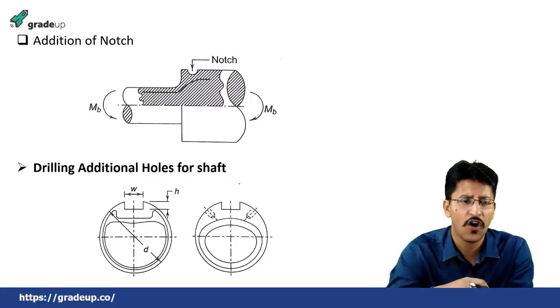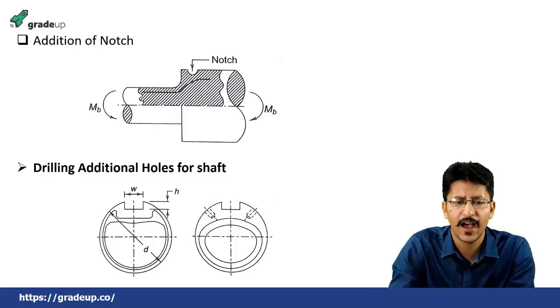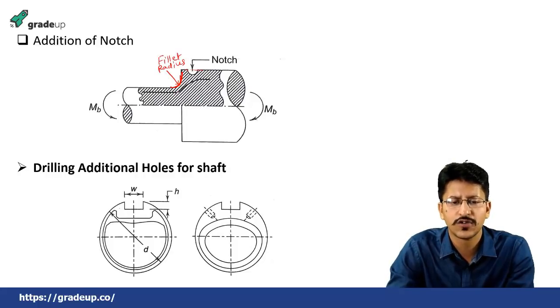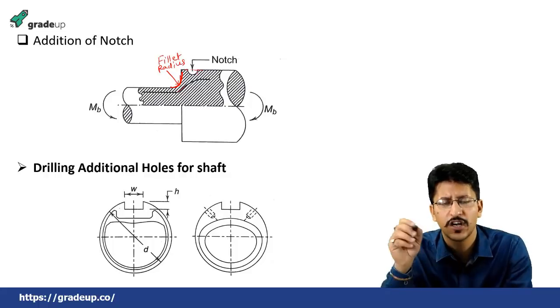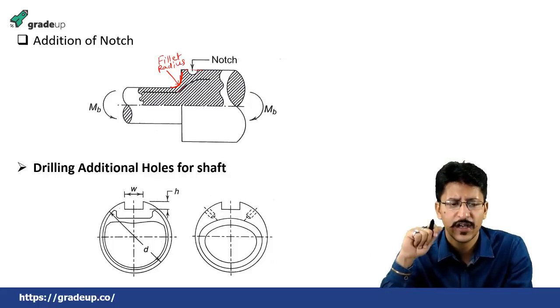Third one is addition of notches. Here we have added a notch, and we have also given the fillet radius here. As you can see, this is the fillet radius, and we have also given the additional notch here. Due to this also, the abrupt change does not occur, and hence the stress concentration reduces.